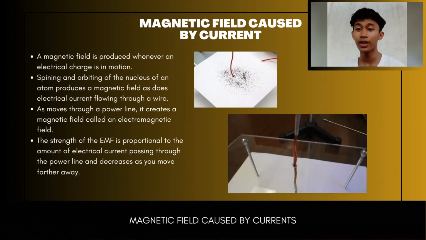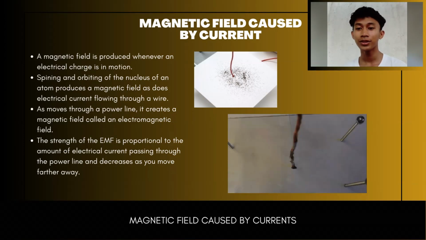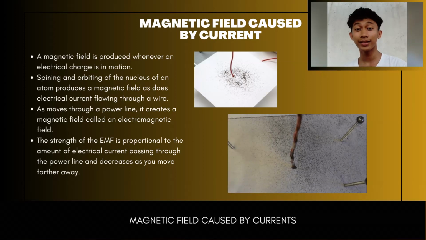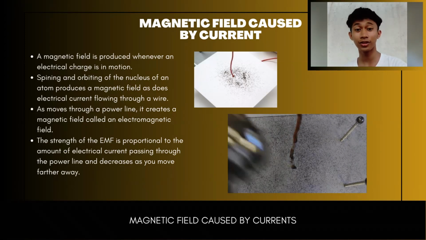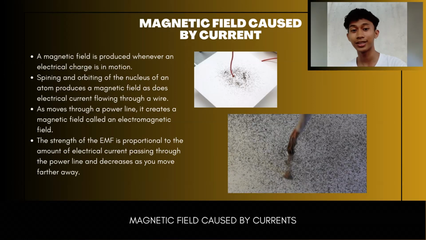If we look at the video, there are electrons flowing in that wire. Then we placed what are called iron filings. So, when the iron filings are placed there, look, they will form a circular pattern. That circular pattern is what we call our magnetic field. So, the magnetic field is caused by the current as long as there is a movement or motion of electrical charge. That is the main idea in this part.